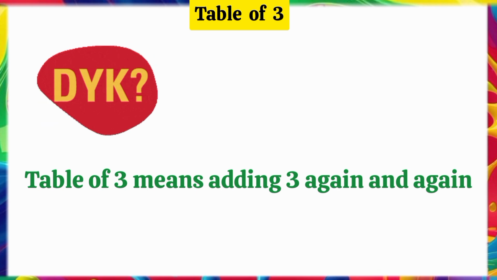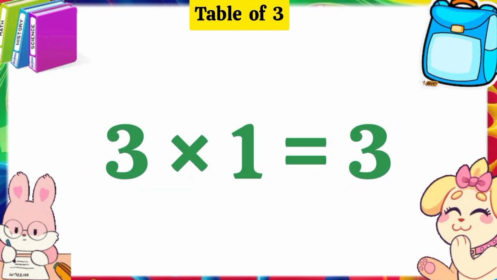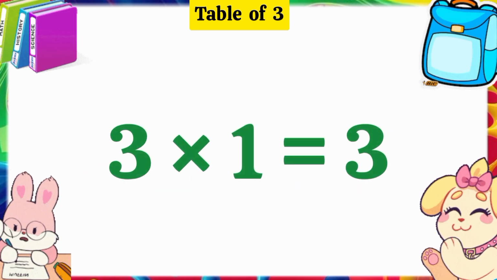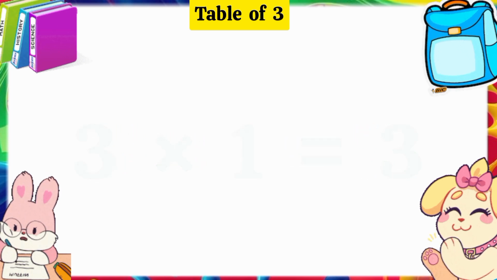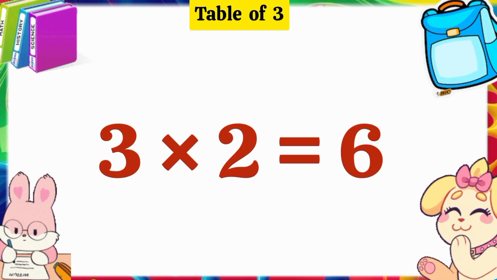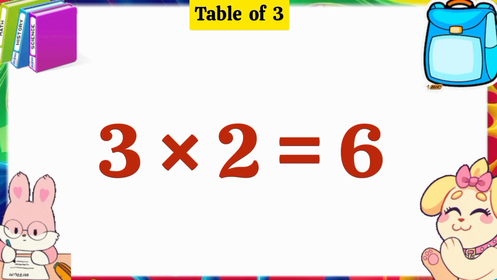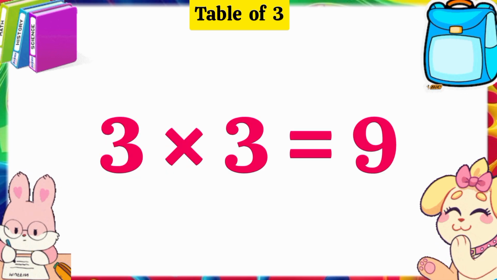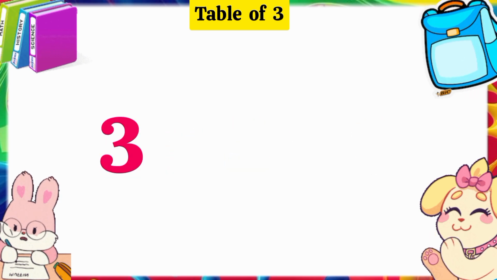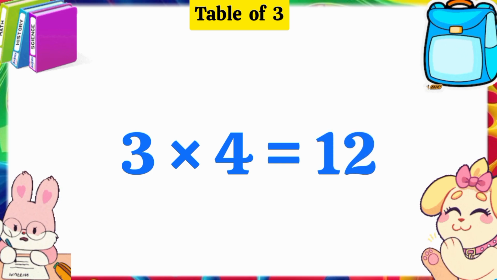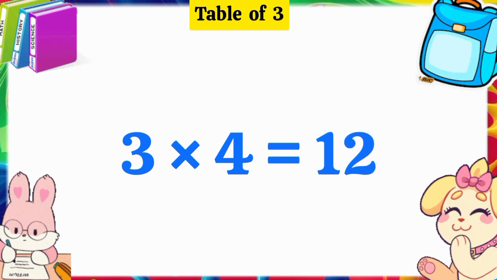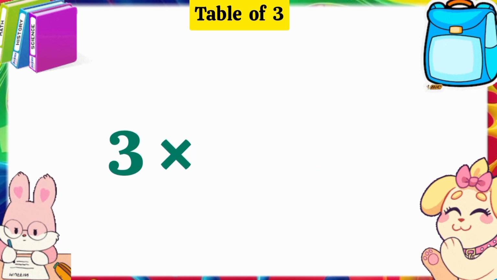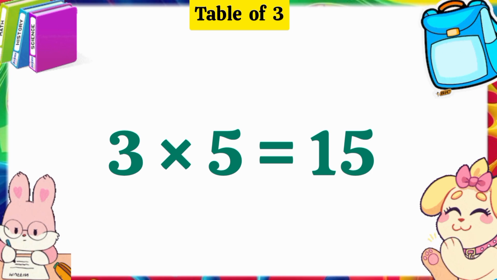Repeat after me loudly. 3 times 1 equals 3. 3 ones are 3. 3 times 2 equals 6. 3 twos are 6. 3 times 3 equals 9. 3 threes are 9. 3 times 4 equals 12. 3 fours are 12. 3 times 5 equals 15.